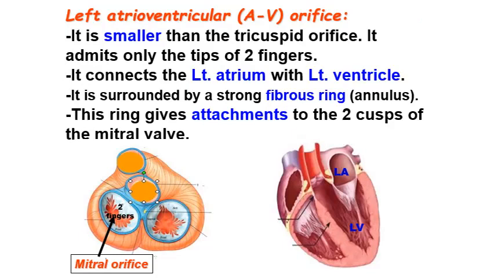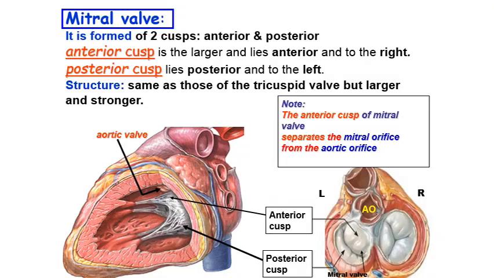And then we talk about the atrioventricular orifice of the left side of the heart, which lies between the left atrium and the left ventricle. It is smaller than the right side, and it only admits the tips of two fingers. It connects the left atrium with the left ventricle and is surrounded by a strong fibrous ring, which is called the annulus. This ring is the one responsible for giving the attachment to the two cusps of the mitral valve.